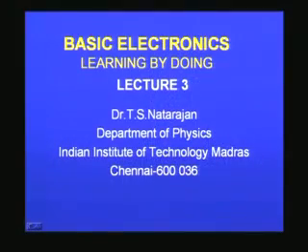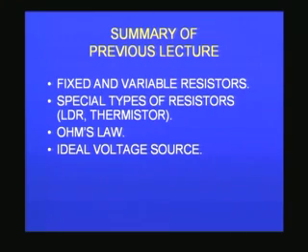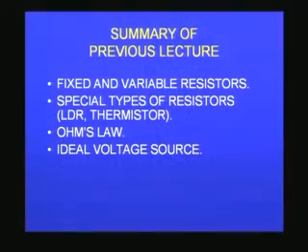Hello everybody. We are doing a course on basic electronics by the method of learning by doing. We saw in the previous lecture about different types of resistors, fixed resistors, variable resistors which are also called potentiometers, and some special type of resistors, for example, LDR, light dependent resistor, whose resistance depends on the amount of light falling on it.